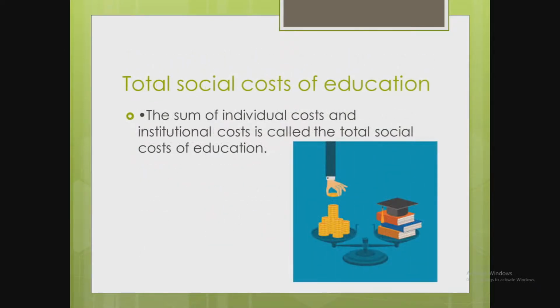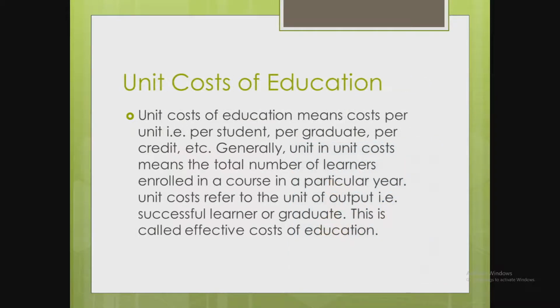Total social cost of education. The sum of individual costs and institutional costs is called the total social cost of education. Unit cost of education. Unit cost of education means cost per unit, for example, per student, per graduate, per credit, etc. Generally, unit cost means the total cost divided by the number of learners enrolled in a course in the particular year. Unit costs refer to the unit of output, for example, successful learner or graduate. This is called effective cost of education.